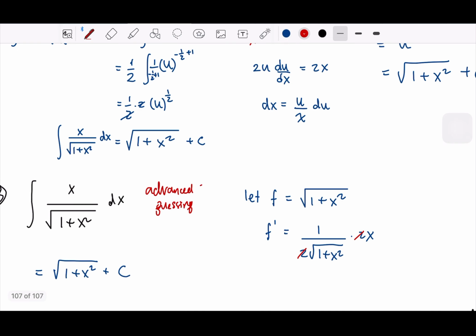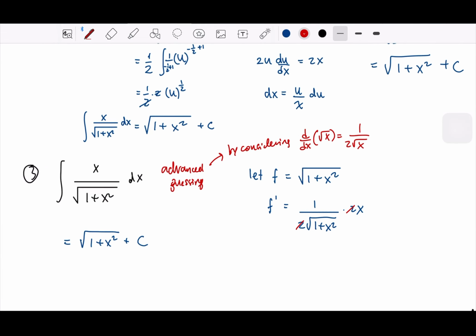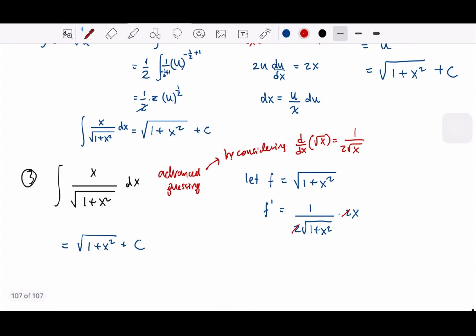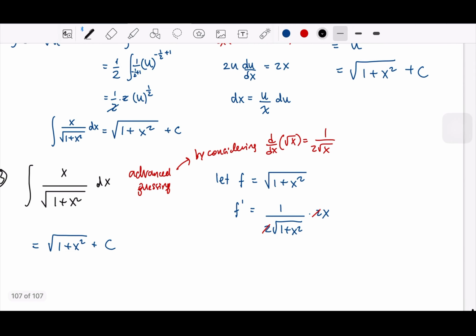This is by considering that d/dx of square root of x is 1 over 2 square root of x. For some parts in integration, the advanced guessing method will be helpful. If we have time, I can give you more examples on that. But maybe one more to see how we can apply this method.